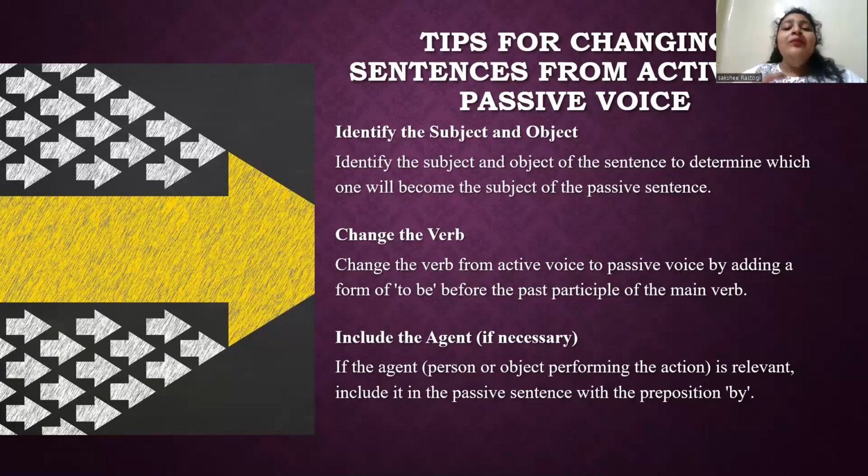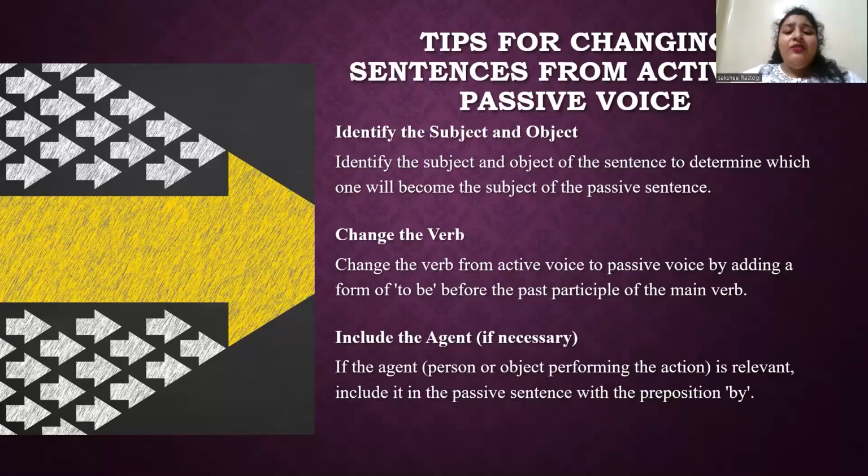Here are some more detailed tips for changing sentences from active to passive voice. You have to identify the verb. Find the main verb in the sentence, which is the action word. Be careful with sentences containing multiple verbs. Identify the main verb that carries the primary action. Swap the subject and object.